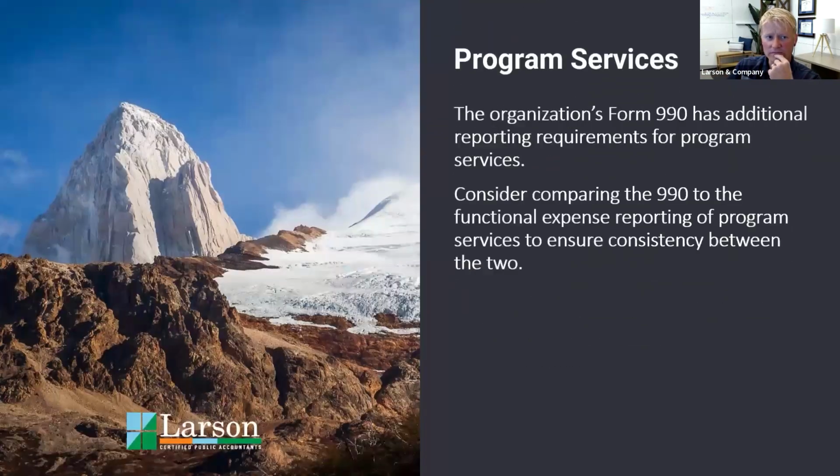And also for 990 purposes, the organization's Form 990 does have additional reporting requirements for program services. And so as you're doing your financial statement reporting and your 990 reporting, it is appropriate and okay to be comparing those two and making sure that they line up together. There may be some differences here and there for tax purposes and accrual reporting purposes, but typically you can try to make those line up and reflect each other. So there's not confusion there when people are looking at both of those.